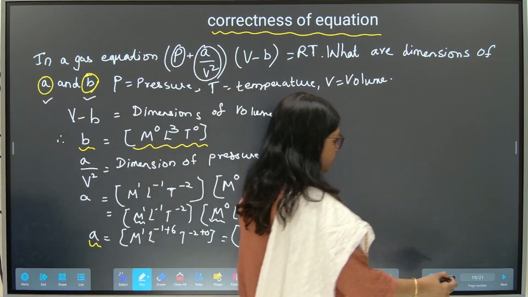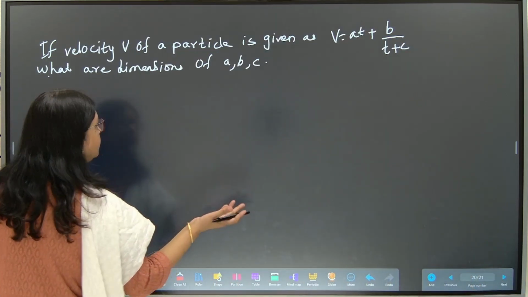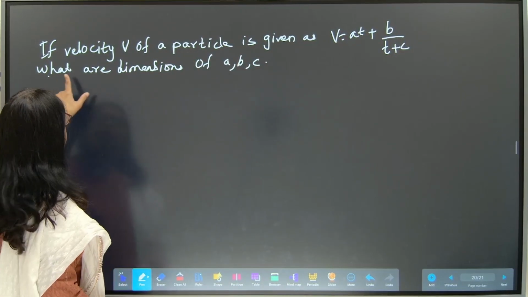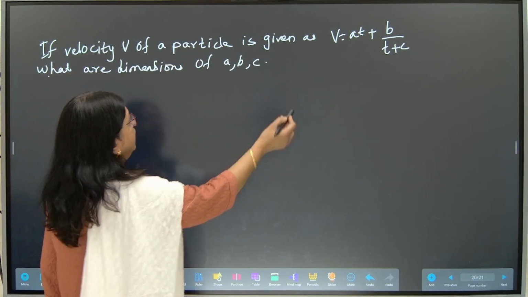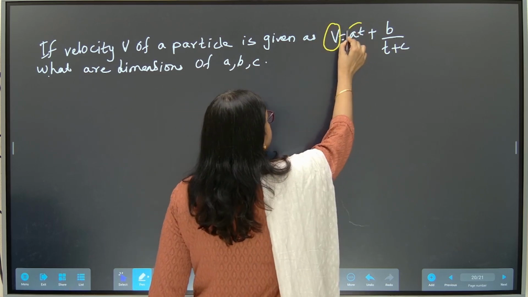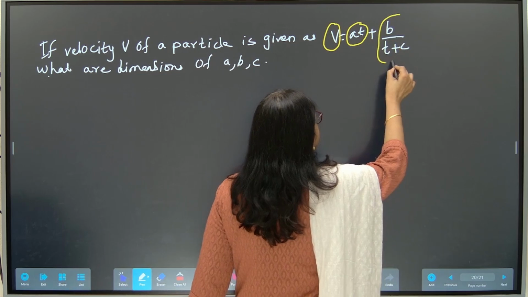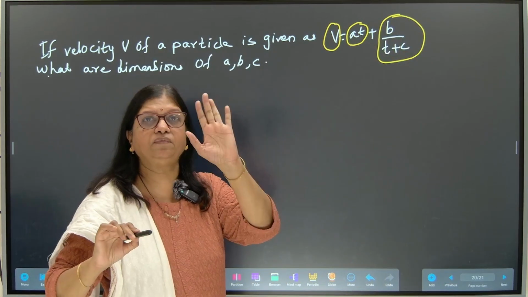Okay. So now let's go to another question of the same kind, in which the velocity v of a particle is given to us as some expression which is seen there. What are the dimensions of A, B and C? Now if v is the velocity, then AT also should be velocity, and this term over also should have dimensions of velocity. So one by one we will see what to do.